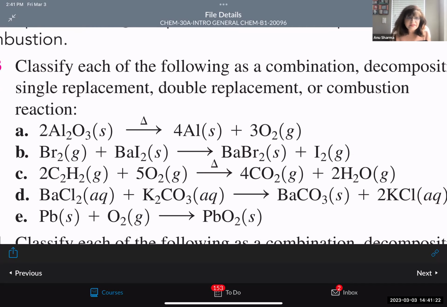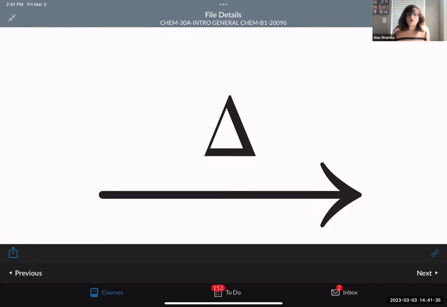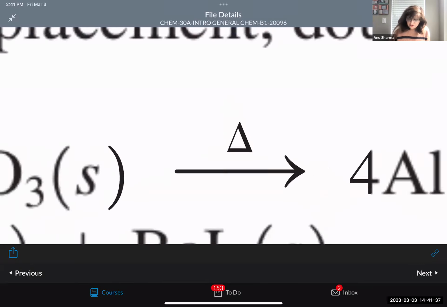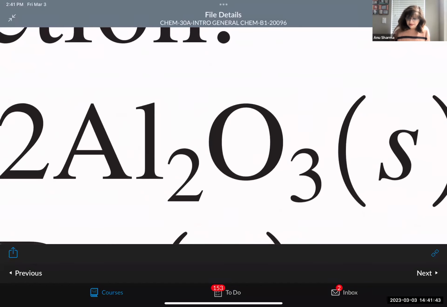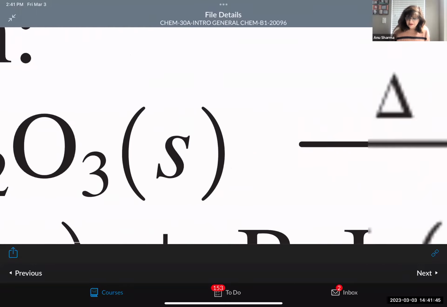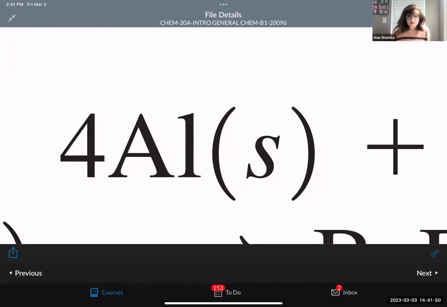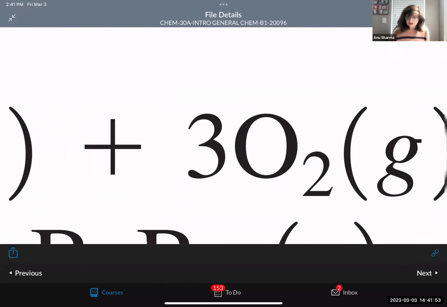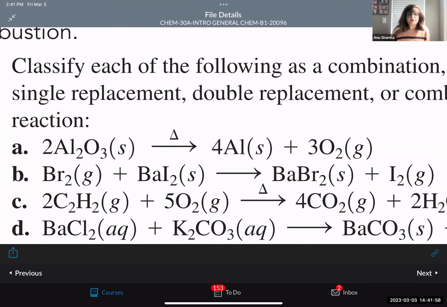First of all, aluminum oxide is getting decomposed. When one bigger substance is there, you're just basically heating it. The delta sign is the sign of heat when something is being heated. So when aluminum oxide, a solid, is being heated, that is producing the components of which aluminum oxide is made up of, aluminum and oxygen. So this type of reaction is a decomposition reaction, breaking up into smaller parts.